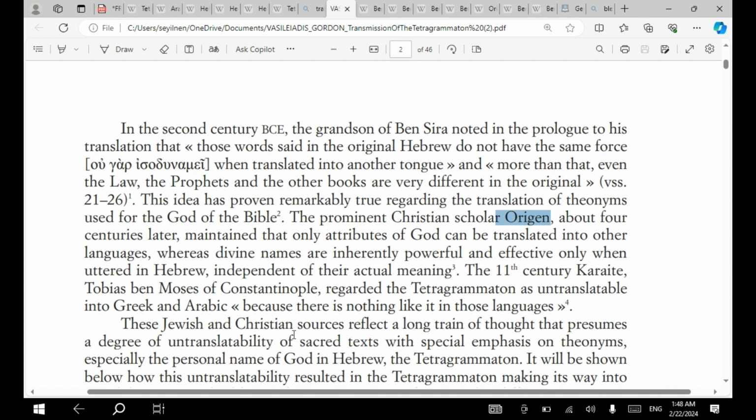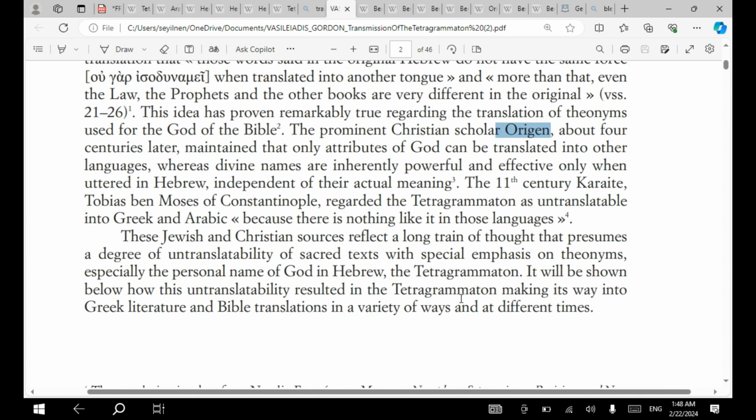This Jewish and Christian source reflects a long train of thought that presumes a degree of untranslatability of sacred text. Our book, also known as the sacred text, with special emphasis on terms, especially personal names like the Tetragrammaton. It will be shown below how this untranslatability results in the Tetragrammaton making its way into Greek literature and Bible translation in varieties of ways and at different times.